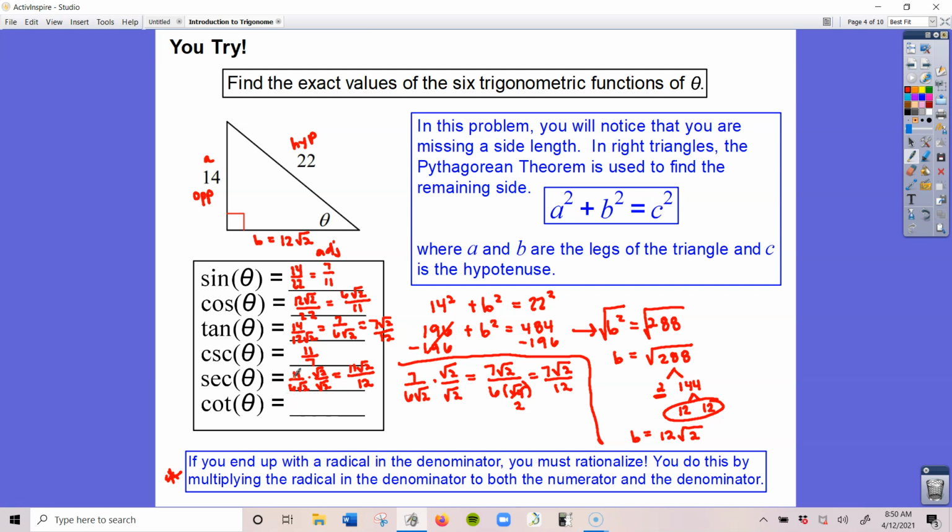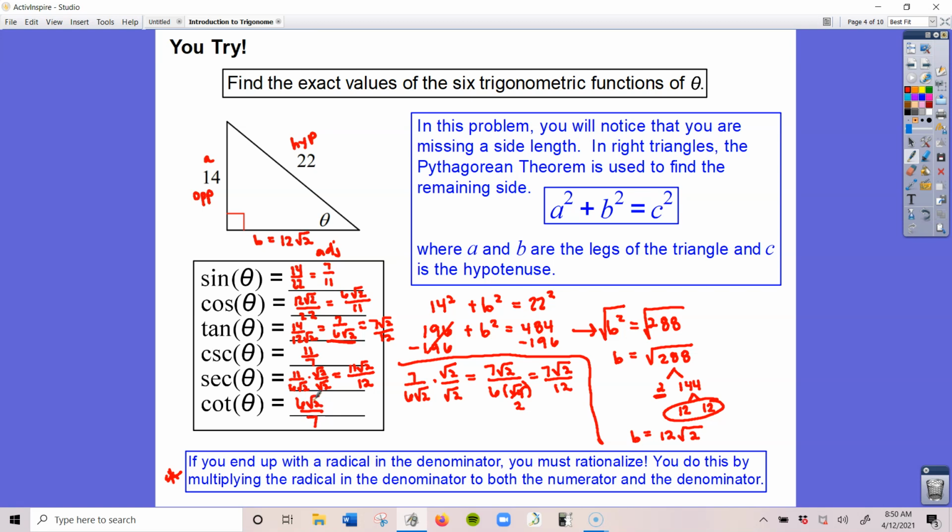Now cotangent is the reciprocal of tangent. Now here's a little shortcut for you. Instead of just flipping our final answer for tangent, which would give us a radical in the denominator, we can flip the one that we got before we rationalized. And that way that would eliminate having to rationalize yet again. So my cotangent would be 6 square root of 2 over 7.